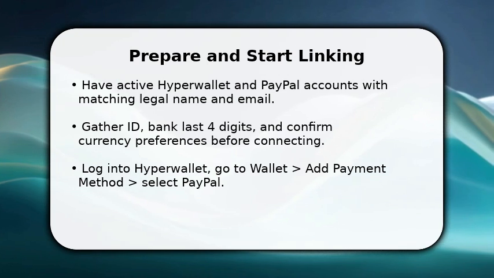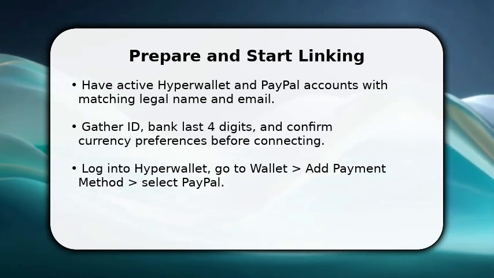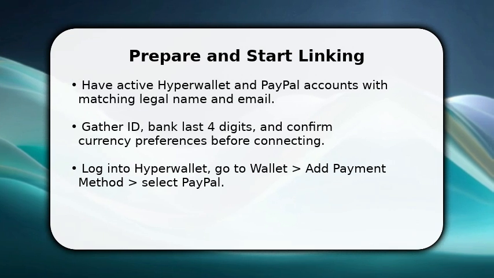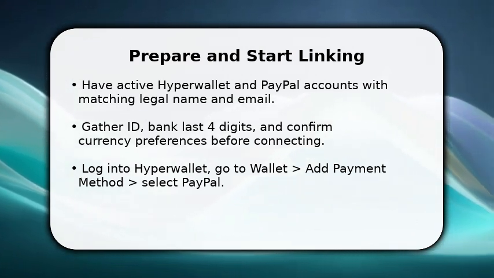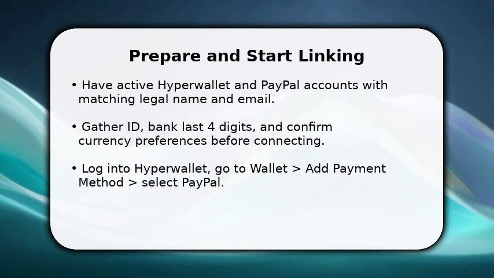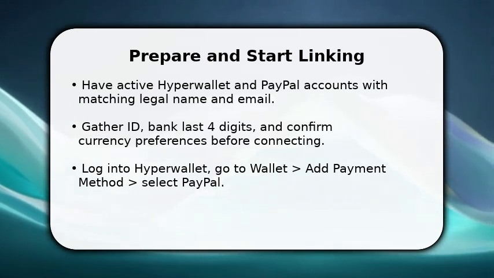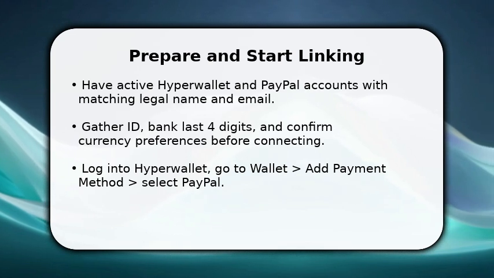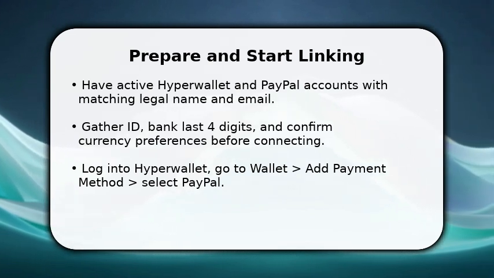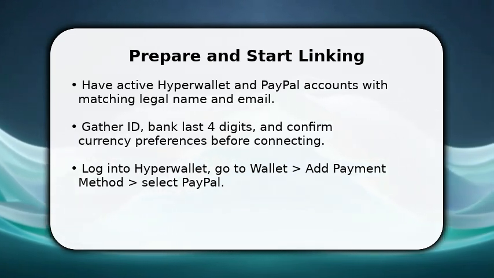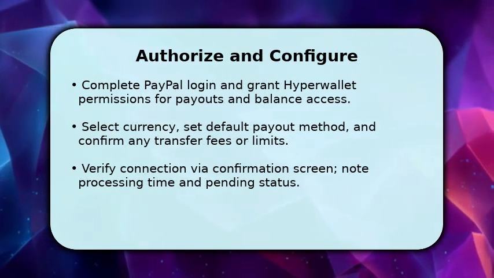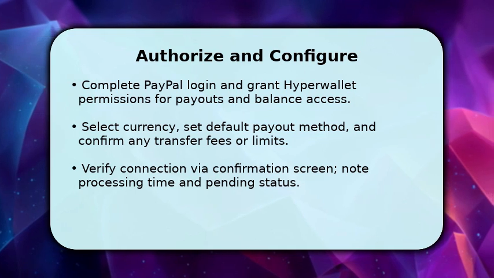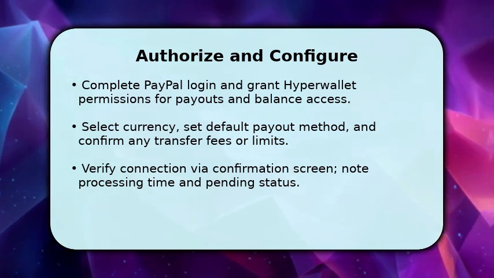When prompted, click Connect or Link to initiate the OAuth flow so Hyperwallet can communicate with PayPal. Make sure to have your PayPal login ready. You will need to authenticate and grant permission for balance transfers and payout access before proceeding to the next configuration steps. Once redirected to PayPal, sign in and explicitly grant Hyperwallet the requested permissions for payouts and balance access. This is how transfers are authorized.